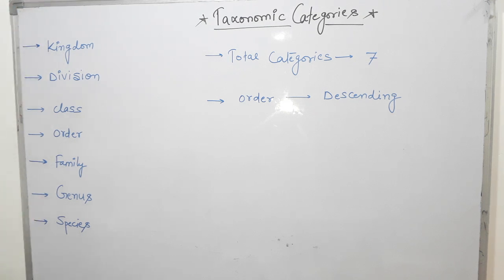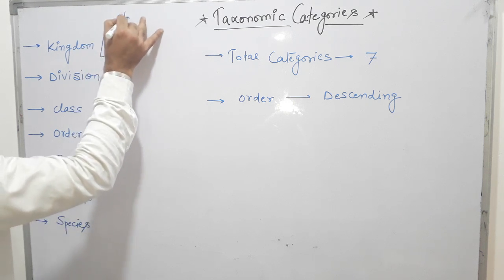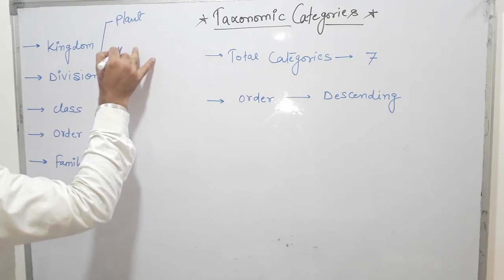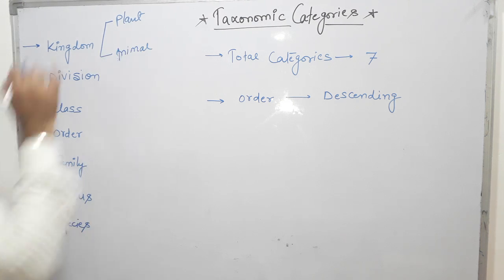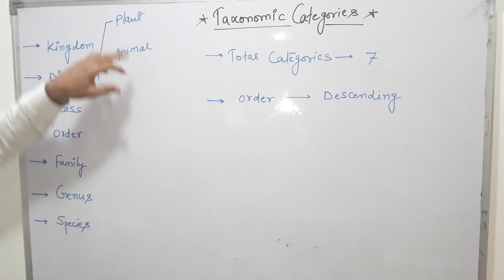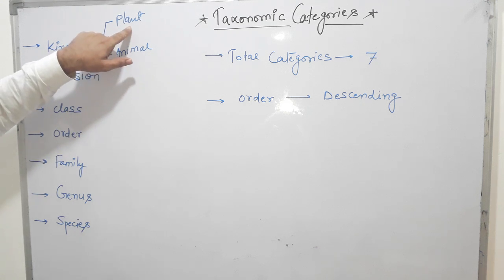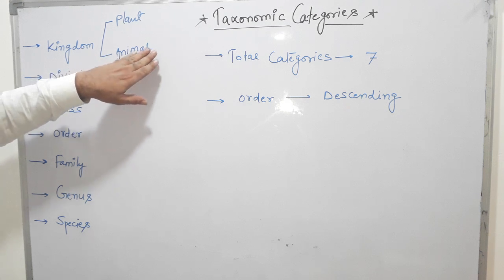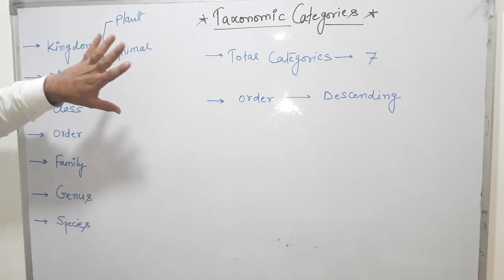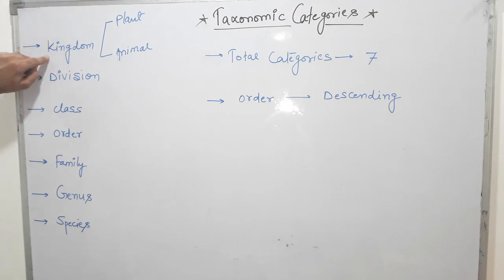We can take the example of kingdom. Two kingdoms: first is the plant and other is the animal kingdom. Clear? So a similar group which can photosynthesize and possess a cell wall can be categorized as plant. Cell wall absent and unable to photosynthesize, they are categorized as animal. So it is the first level of the classification category. It is kingdom. Next is the division.